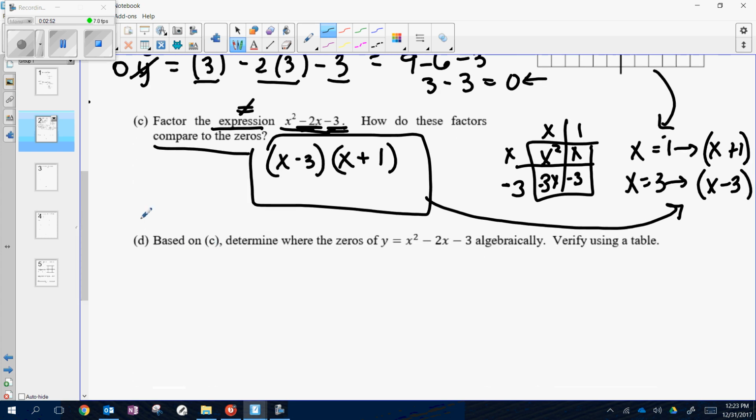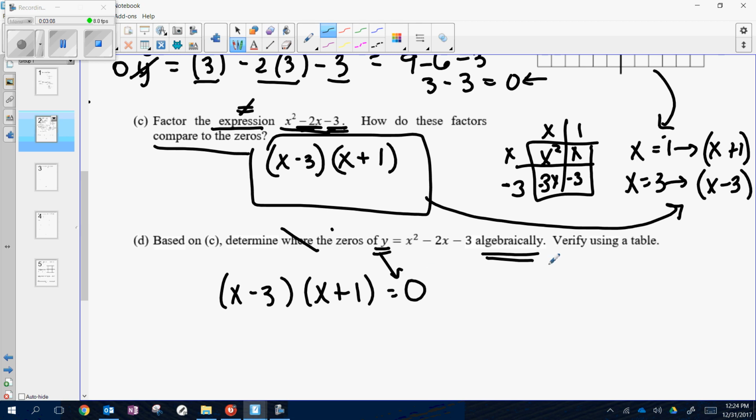Based on C, determine what the zeros are, algebraically. So these factors, x minus 3 and x plus 1, are going to make this y value equal 0. Simply put, you're replacing the y value with a 0 in order to solve this algebraically. So we can now solve. When you solve, you should be thinking get x alone.